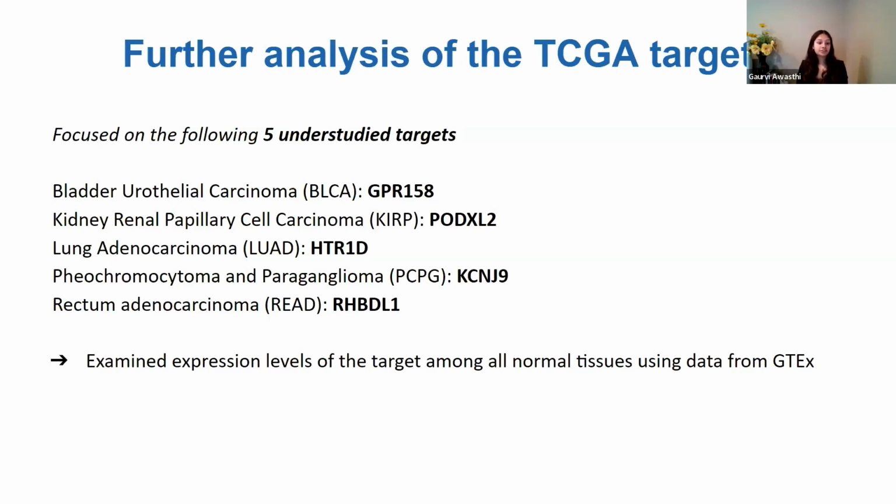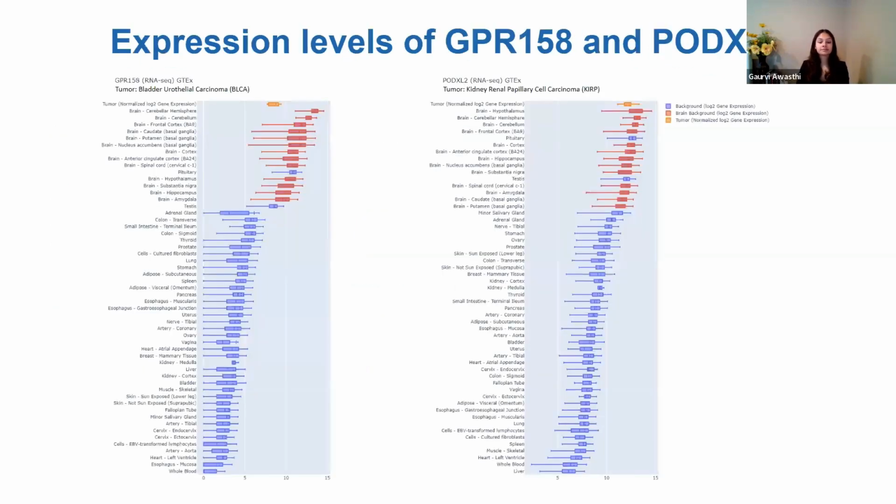Further analysis of these genes included examining their expression across normal tissue and the associated tumor. The figure on the left shows the expression levels of GPR158 across normal tissues and in bladder urothelial carcinoma, and the figure on the right shows the levels of PODXL2 across normal tissues and in kidney renal papillary cell carcinoma. In these figures, you can see that the expression of the target in the associated tumor and in normal brain tissue is relatively high, while it's lower among all other normal tissues.